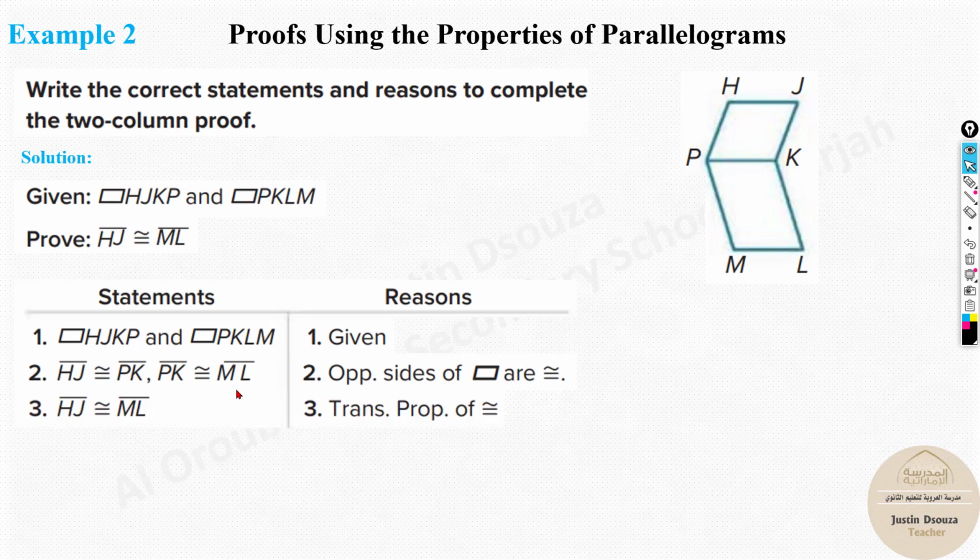HJ, sorry, one second. Okay, HJ and ML. Sorry, you don't need to do that. I was thinking of something else.